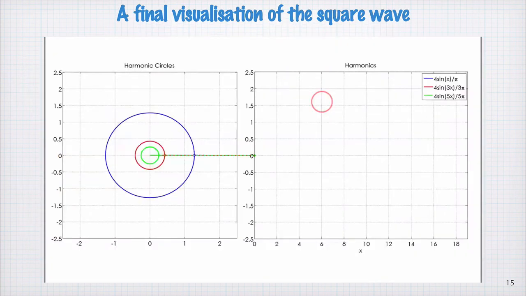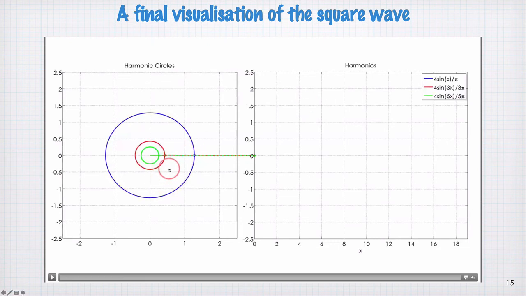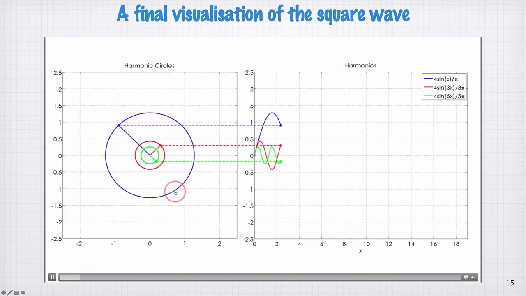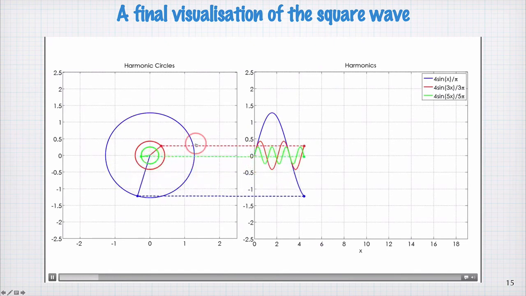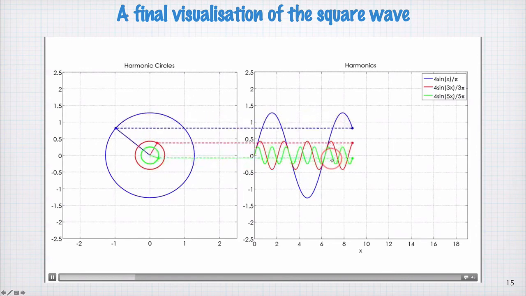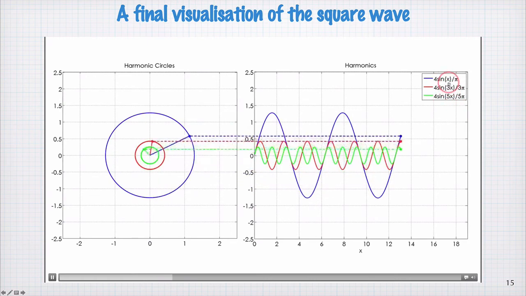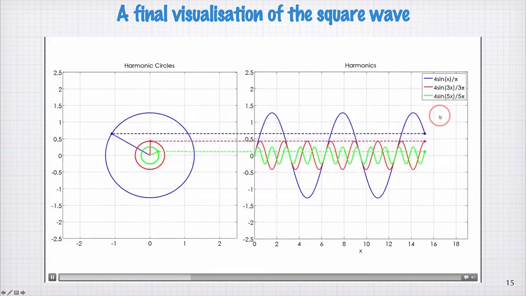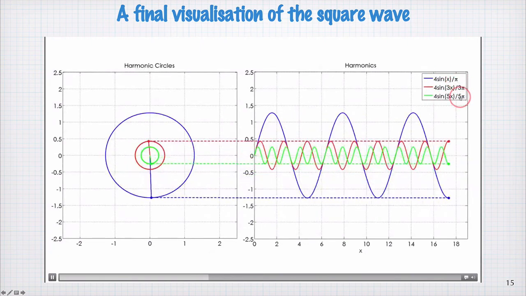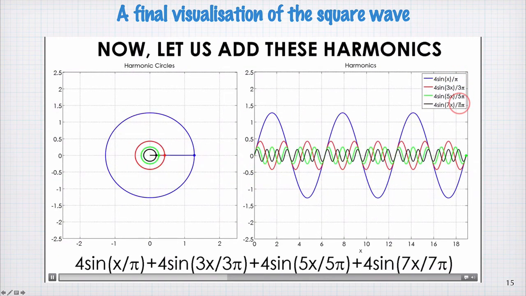A final way of visualizing the creation of a square wave from its harmonic components is like this. What we've got here are 3 circles, and we're going to draw phasors that rotate around these circles at different speeds. So the blue's the slowest and green's the fastest. They have different radii, so when we project the vertical displacement over here onto this graph, we have 3 different sine waves of different heights. And they are related in the following way. So they are the odd harmonics, with amplitudes decreasing as 1 on the frequency.